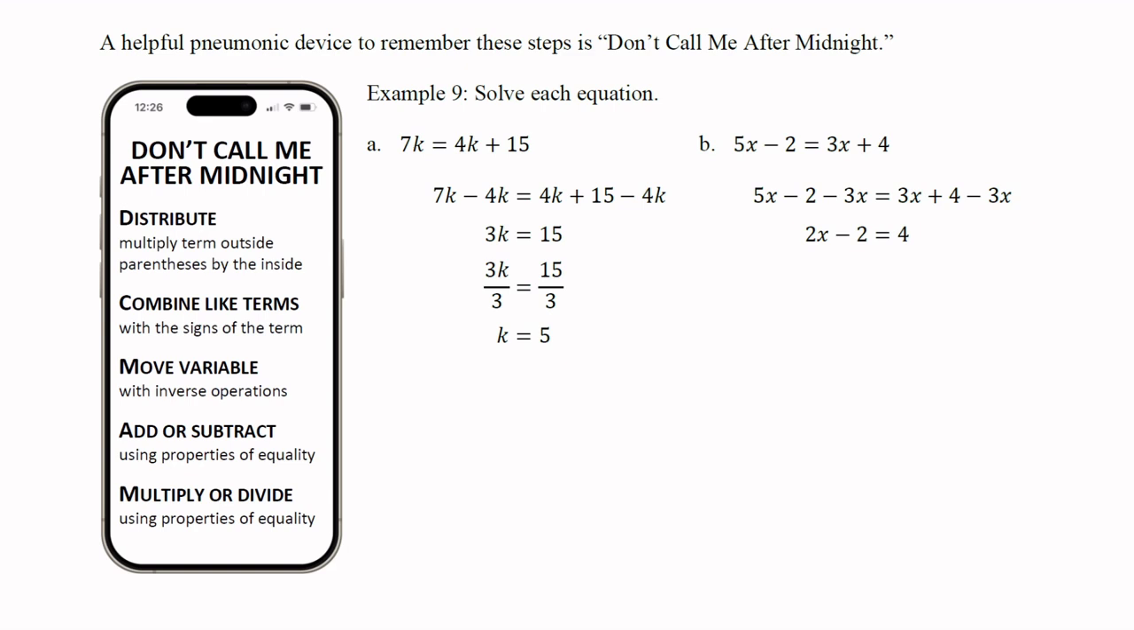Now we're going to add or subtract. In this case, we're adding 2 to each side. That leaves 2x by itself, and then 6 on the right-hand side. And now finally, to get the x by itself, we're going to divide each side by 2, giving us x equals 3.